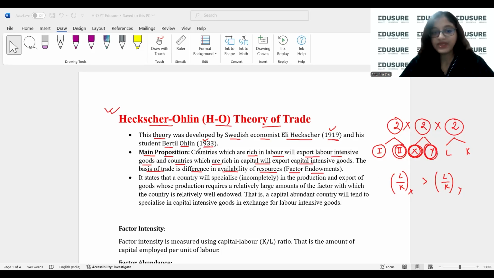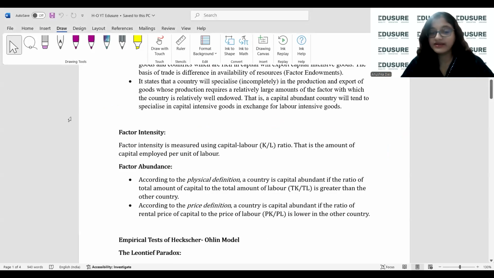Right. So firstly, to understand this completely, I have given you this definition of factor intensity and factor abundance. Please understand this. Intensity, as I've told you, is simply the capital-labor ratio. If you need more labor per unit of capital to produce a good, the good becomes labor intensive, and vice versa. If you need more capital per unit of labor, the good becomes capital intensive. So factor intensity is measured with respect to the goods.